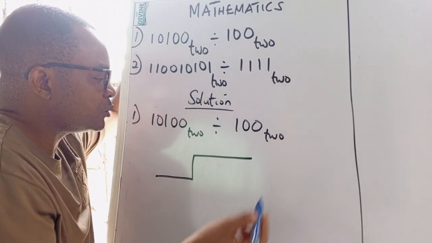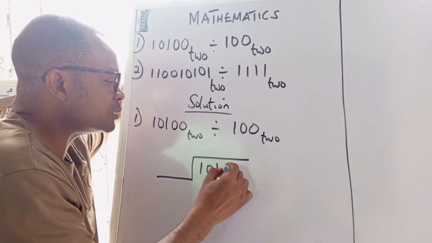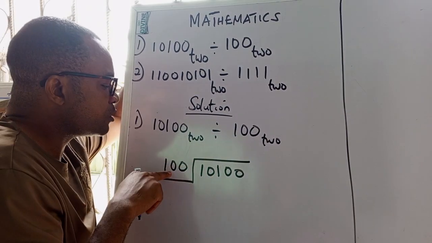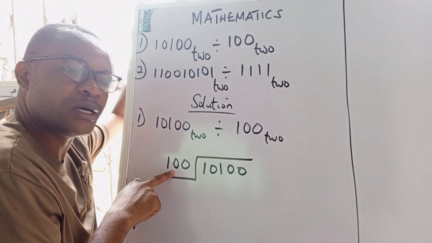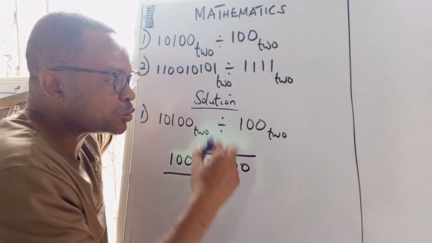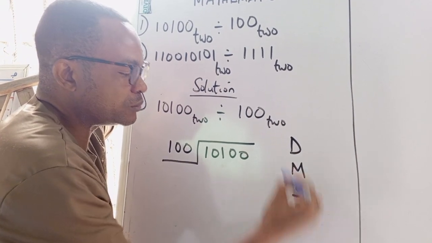Okay, so I'll simply draw my division line. Now the first number goes in, 10100, while the other number comes out. This number is called the divisor, and this one is called what? The dividend. Whatever comes out is going to be the quotient. Okay, so we're going to be following this order, DMSB.